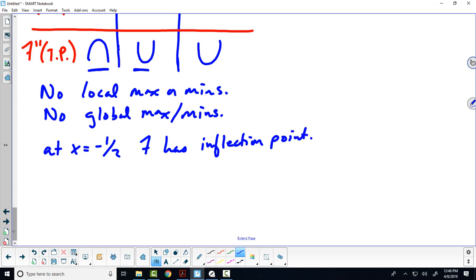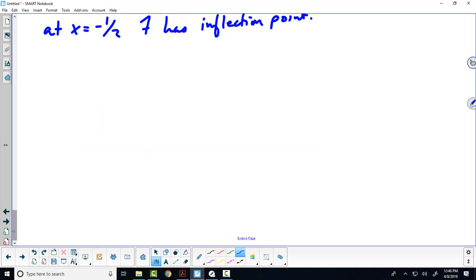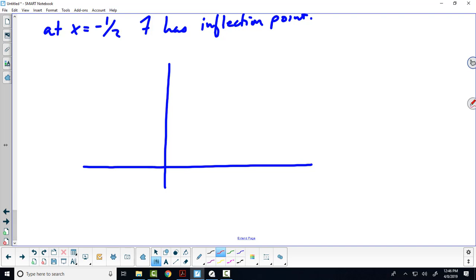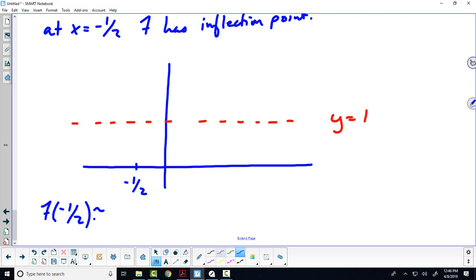Okay, so let's go ahead and put all that information together, and we'll build the graph. We have no zeros to put on here, no y-intercepts. We said that we had a horizontal asymptote at y equals 1. We said that we have an inflection point at -1/2. By the way, if you plug -1/2 into the original function, f of -1/2 is approximately 0.14. So if we plug that into the original function, we've got an inflection point right about here.